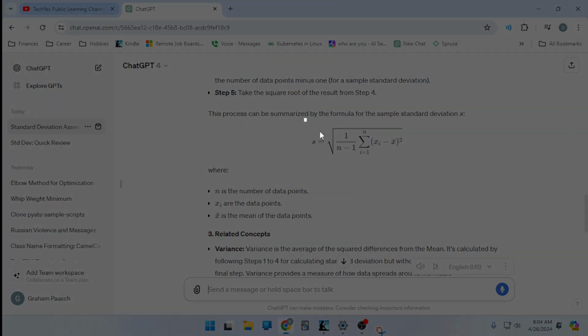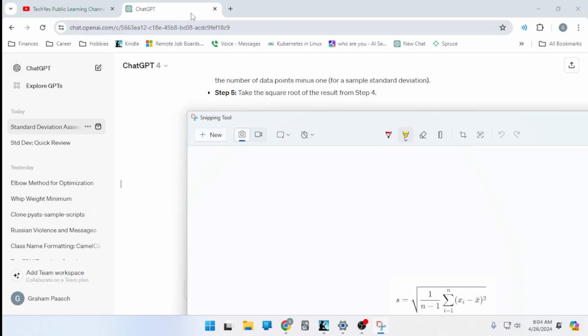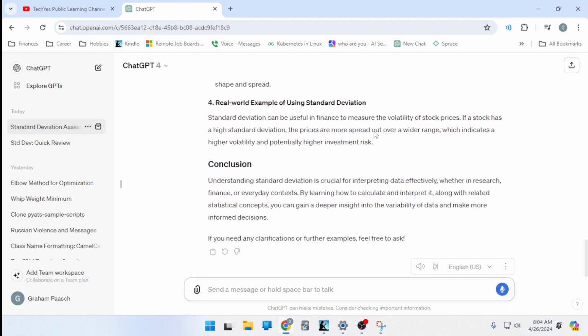4. Real-world example of using standard deviation. Standard deviation can be useful in finance to measure the volatility of stock prices. If a stock has a high standard deviation, the prices are more spread out over a wider range, which indicates a higher volatility and potentially higher investment risk. Conclusion. Understanding standard deviation is crucial for interpreting data effectively, whether in research, finance, or everyday contexts. By learning how to calculate and interpret it, along with related statistical concepts, you can gain a deeper insight into the variability of data and make more informed decisions. If you need any clarifications or further examples, feel free to ask.